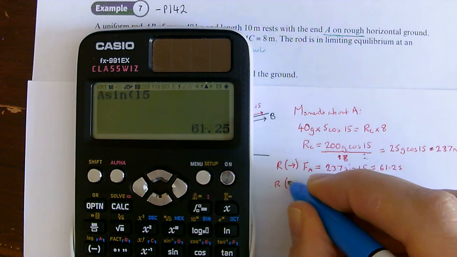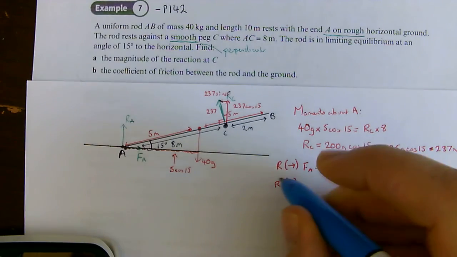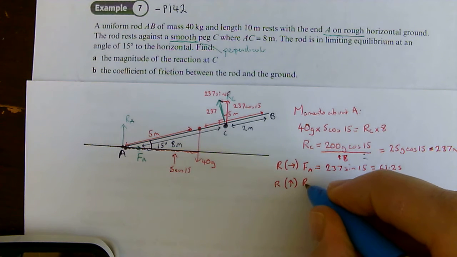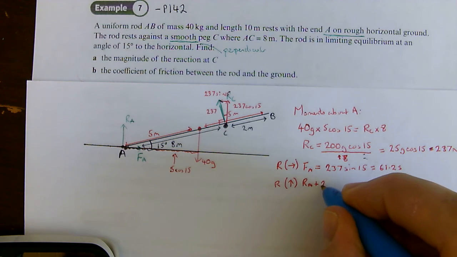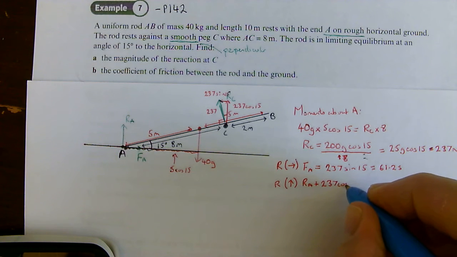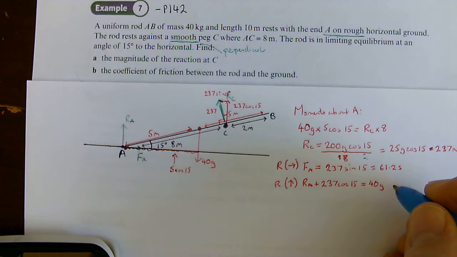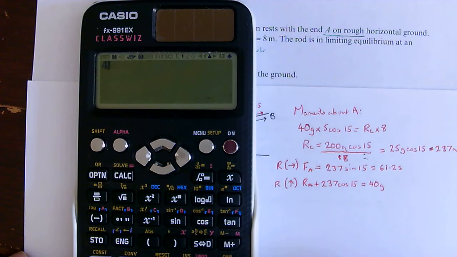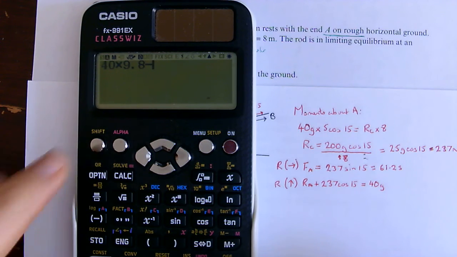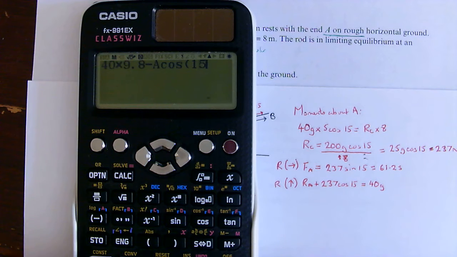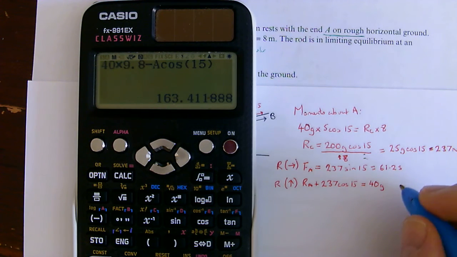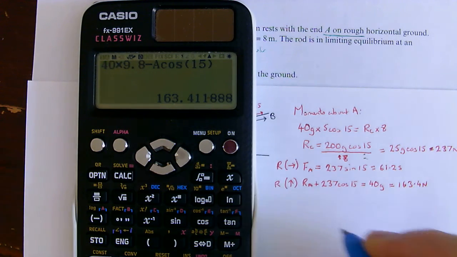Resolving vertically is slightly more difficult. I've got RA upwards plus 237 cos 15 must equal 40G. So on my calculator, 40 times 9.8 minus A cos 15 gives me an answer of 163.4 newtons.